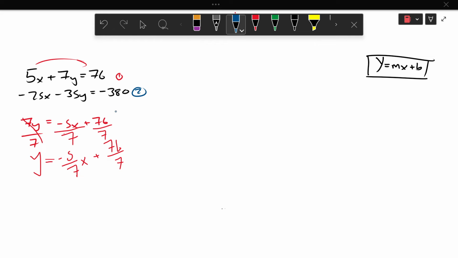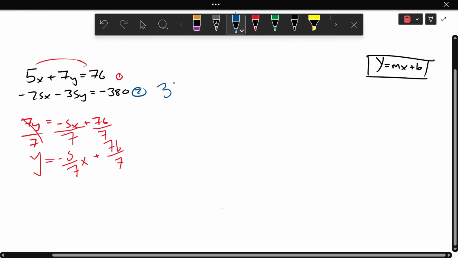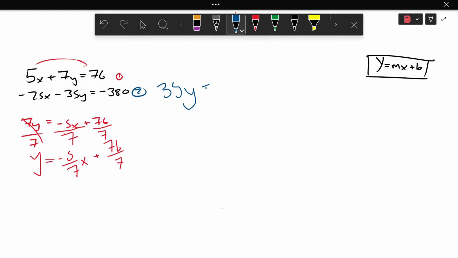Okay, well, I'm not sure why that's not working, but equation 2, we're kind of going to talk a lot of it through. I'm going to move this negative 3y on this side, become positive 3y. I'm going to take this negative 380 and put it on this side. So ultimately, I'm going to have 35y equals negative 25x because it didn't move, plus 380.